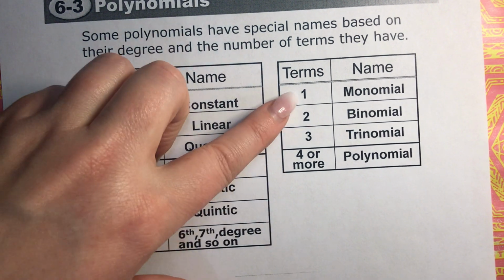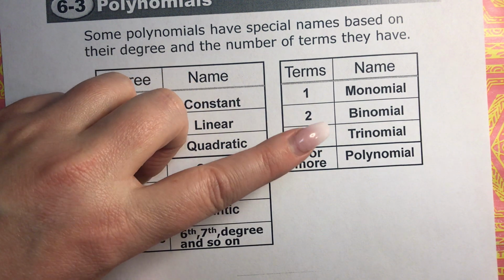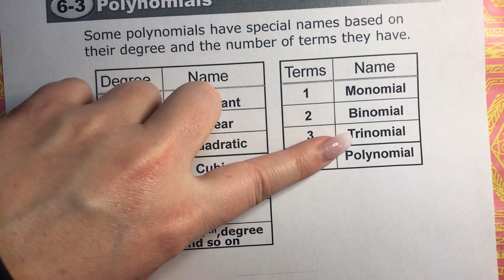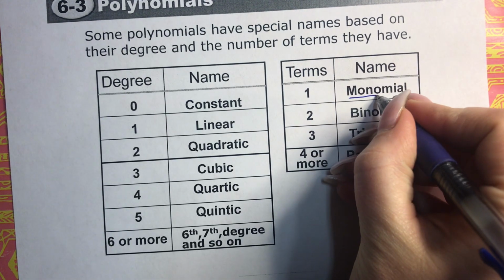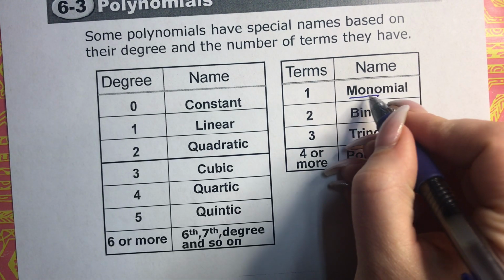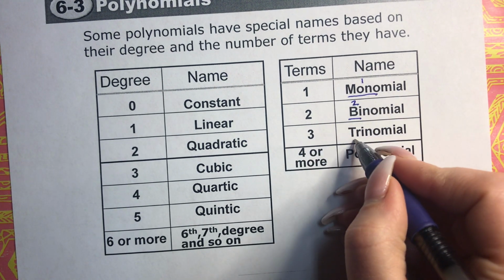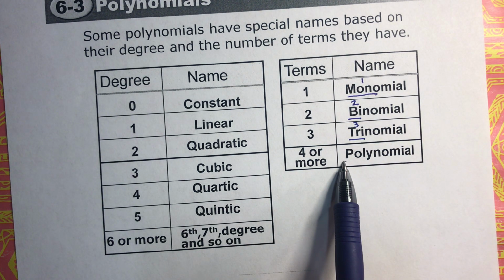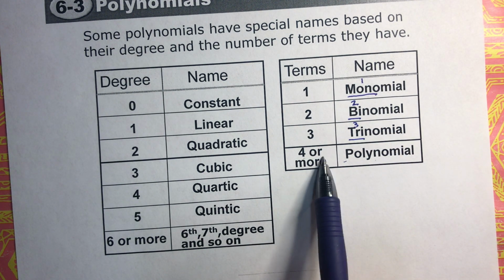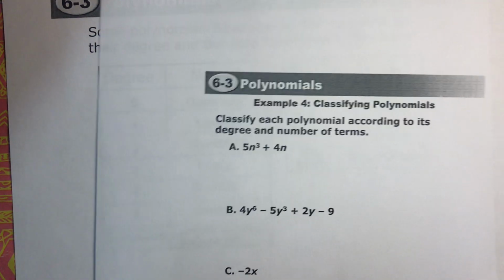So if it only has 1 term, it would be called a monomial. If it has 2 terms, it's a binomial. If it has 3 terms, it's called a trinomial. And look at those, like mono, it just tells you what it is from the beginning. Mono means 1, bi means 2, and tri means 3, right? And then polynomial, that's 4 or more terms. Then you just call it a polynomial. Okay? So let's go ahead and look at some examples here.